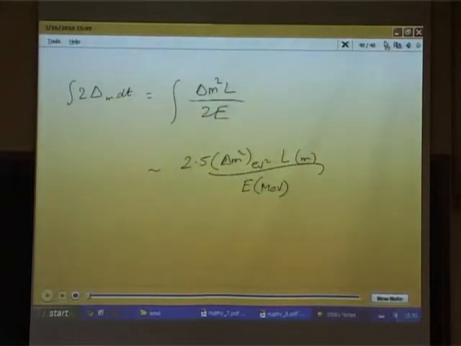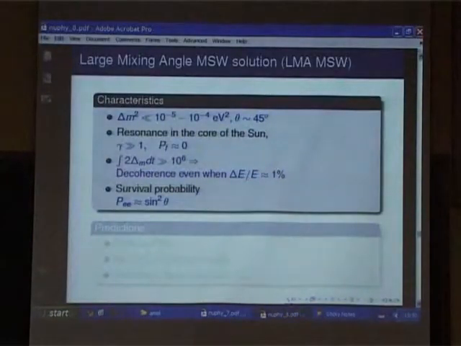So we are now at this. Delta m square is 10 power minus 5. So this is 2.5, L is 10 power 11 meters, and E is 1. And this is already 10 to the power 6. Just a very quick estimation. Very often for this kind of physics argument, you don't need to calculate exact numbers, just the order of the numbers.